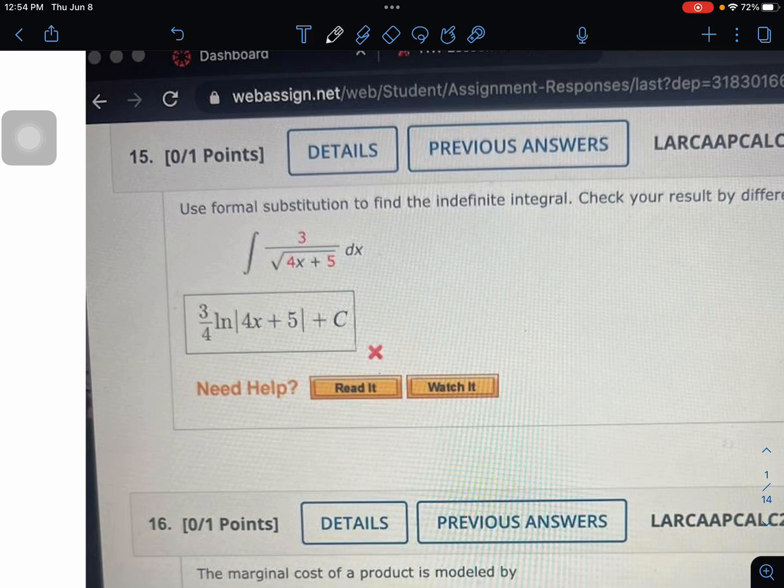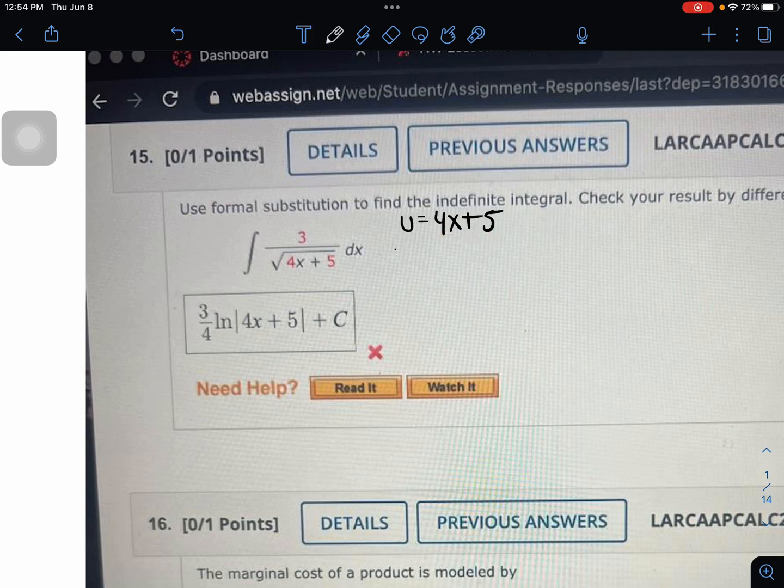So what I'm going to do, I'm going to have a u. I'm going to say u is equal to this. U is equal to 4x plus 5. When you're doing u substitution, the u is typically going to be equal to the function that's inside another function. So the u is going to be 4x plus 5.